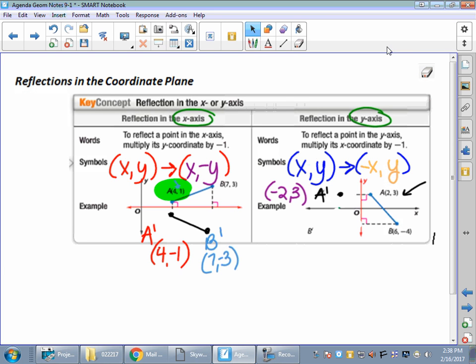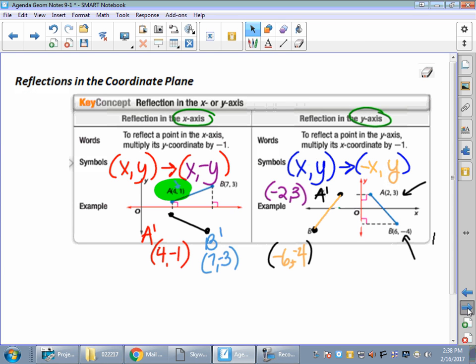My B prime coordinate will be somewhere down there. It starts off as 6, -4. So my ordered pair for that should be -6, -4. Notice the only thing that changes is the sign on my x-coordinate if I'm going to reflect over the y-axis.